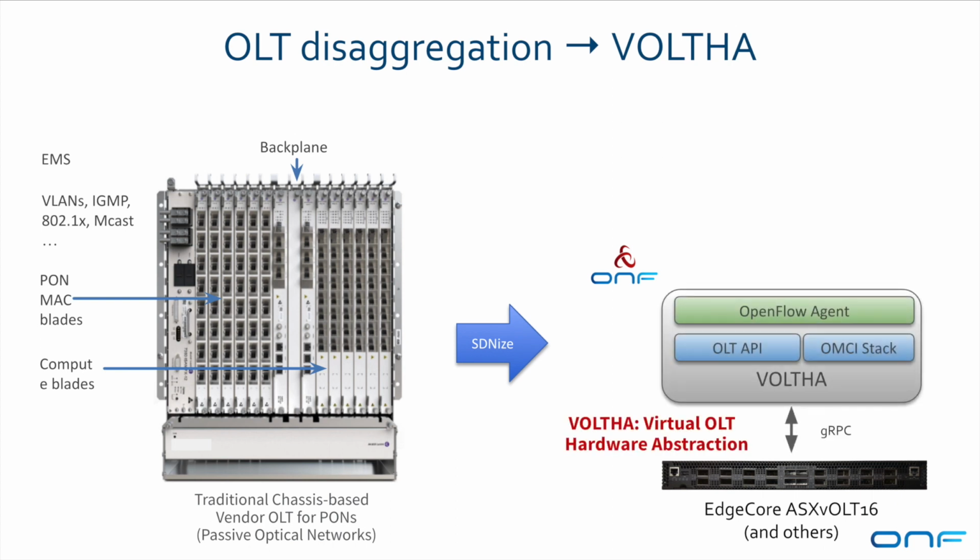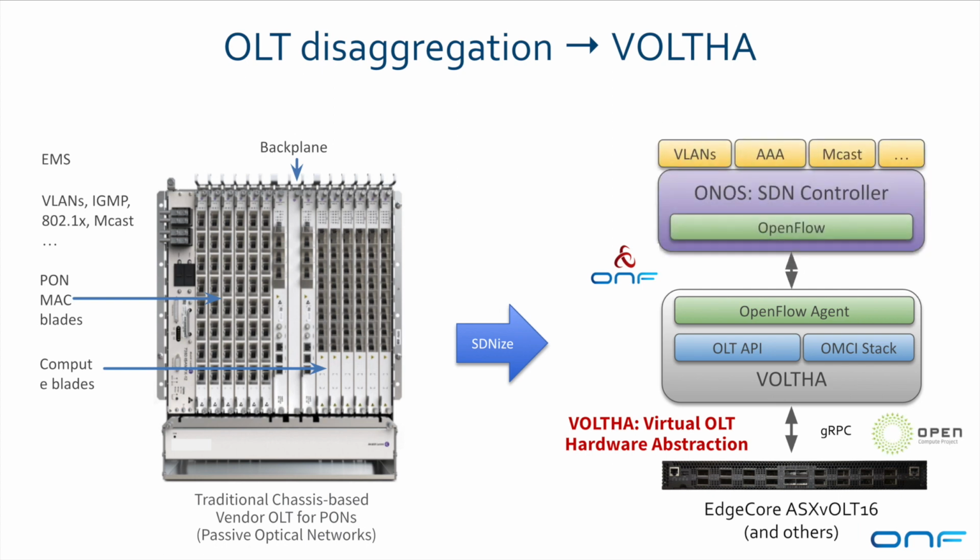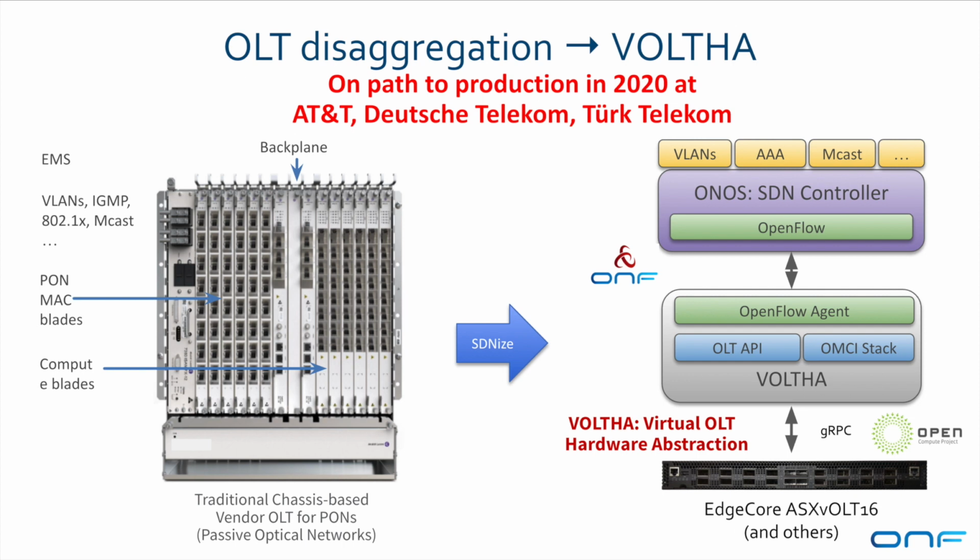The VOLTHA agent abstracts this box as well as the ONUs attached to it in the form of an OpenFlow switch. Since we now have an OpenFlow abstraction, we can use an SDN controller like ONOS to control this device. And so we can run the control plane functions usually found in the OLT, like AAA, VLAN management, and multicast, as SDN-style applications. I should mention that VOLTHA is a prominent project inside ONF, and it's already on the path to production this year at AT&T, Deutsche Telekom, and Turk Telekom.